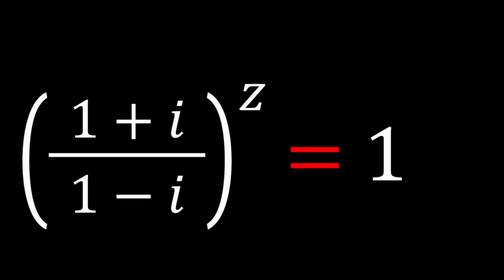This channel is all about complex numbers, and in this video we're going to be solving a rational equation, a very nice equation with complex numbers. We have (1 plus i) divided by (1 minus i), and then that is raised to the power z, and the answer equals 1. So we're going to try to solve for z.